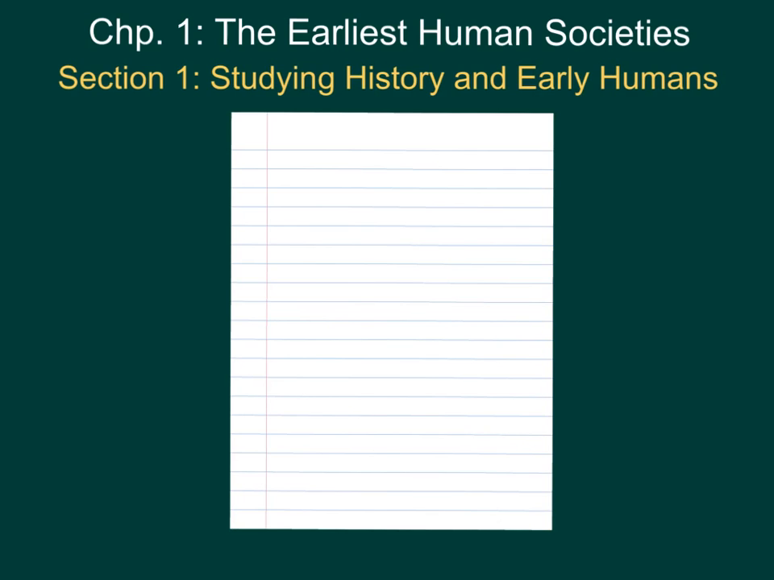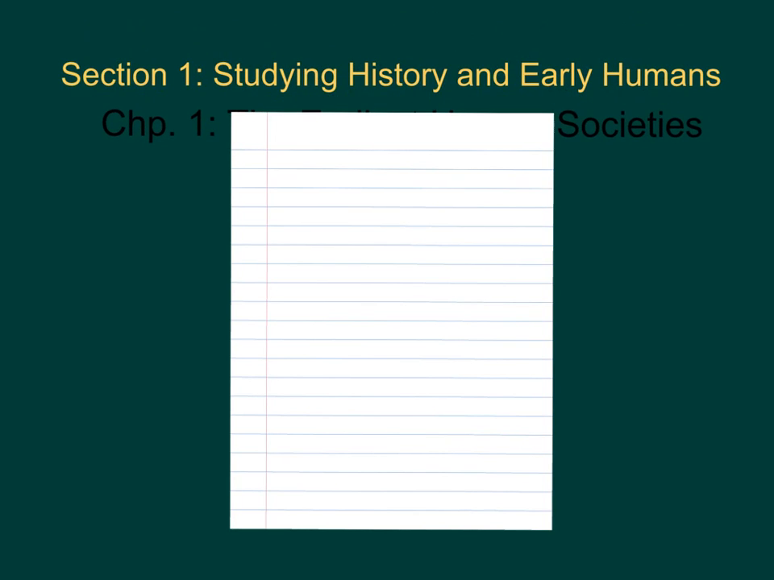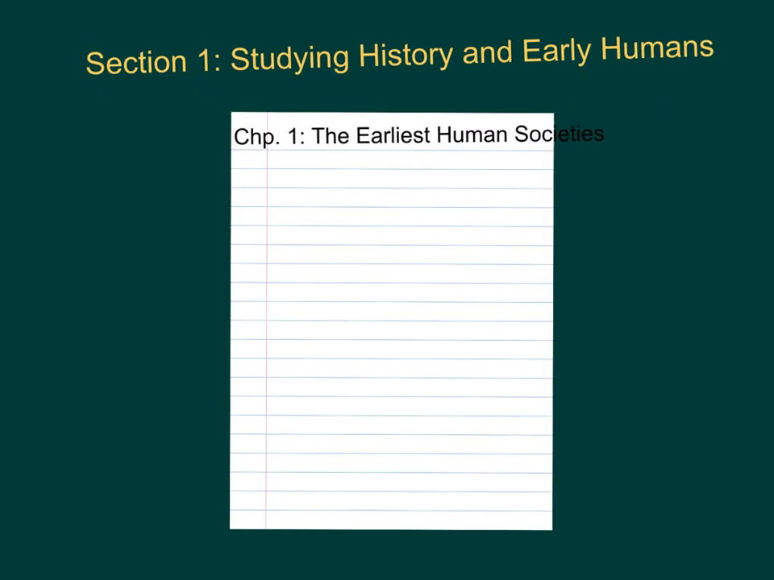This is Chapter 1, called The Earliest Human Societies. And it's Section 1, Studying History and Early Humans. So what you're going to do with this first page of notes is put the chapter title at the top. So let's get that fixed up first. Okay, so we're going to put the title of the chapter at the top of the page. So let me move this down here. Shrink this down. Top chapter title right there at the top. A little bit smaller there. And don't go past the red line there. So you're putting the chapter at the top.